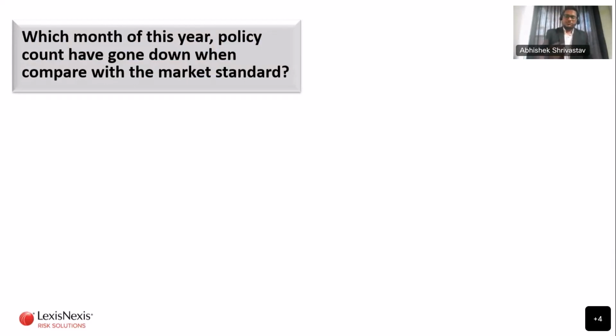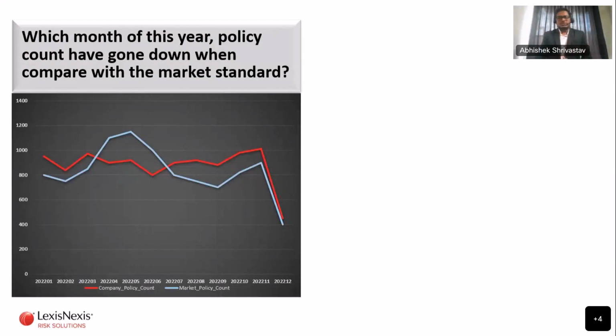And so for the given companies, if they want to know for which specific month the policy count has gone down, that's the kind of insight they can get via some chart or via some UI. So this is a UI which a business can see. Okay, and here we can see for most of the months, the policy count was way above the market standard, but for a specific span of a few months, the second quarter of this year, the policy count was down when compared with the market standard.